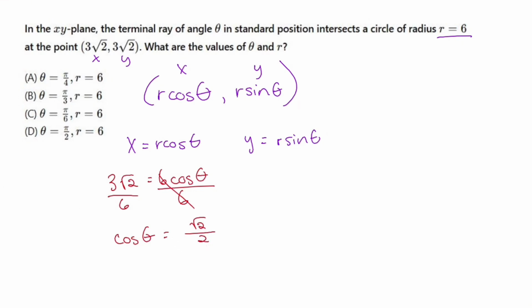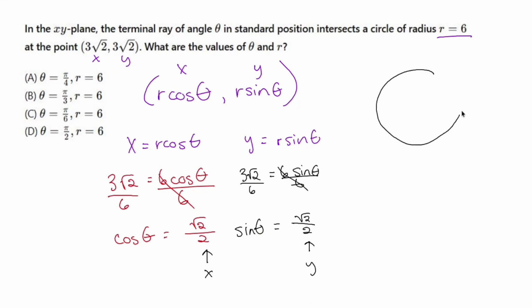Now we do the same thing over here. My y in this case is also 3 root 2, so 3 root 2 equals 6 sine theta. Divide everything by 6 like we did last time. 3 over 6 is a half, so root 2 over 2 is going to equal sine theta. So basically, I need to think, where on the coordinate plane do I have an x value of root 2 over 2 and a y value of root 2 over 2?